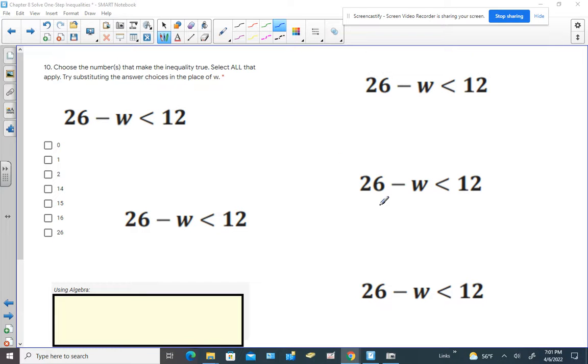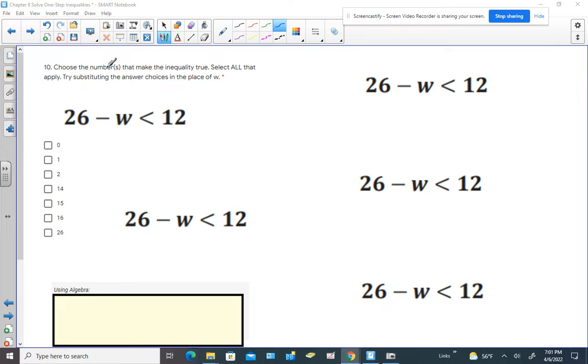Hey everybody, Mrs. Bianchi. We're looking at question number 10, which is a little tricky. And the reason why it's tricky is because W is being subtracted from a number rather than the other way around. So that makes this unique and difficult. We haven't really done too many algebra problems where this is true.